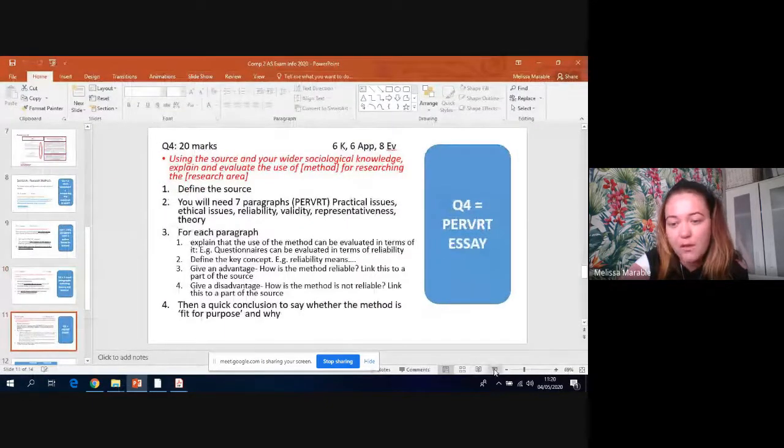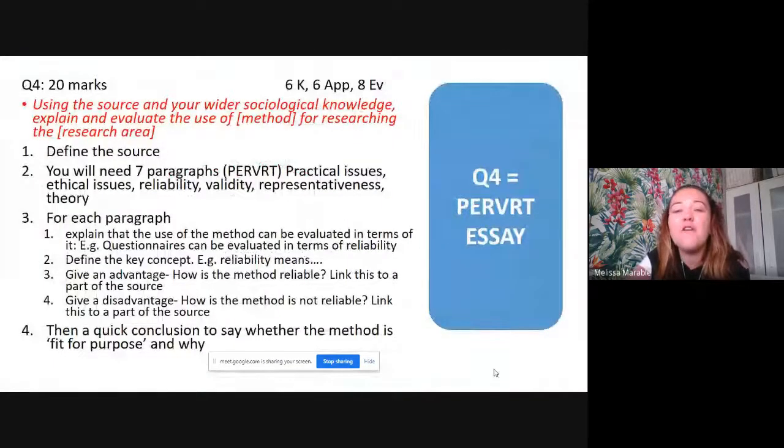Question 4, 20 marks. Now, this is the PERVERT acronym. So, 20 marks, 6 knowledge, 6 application, 8 evaluations. You need to really make sure you're using your weaknesses and your strengths of whatever you've just put down of your argument. So in red, using the source and your wider sociological knowledge, explain and evaluate the use of a method for researching poverty in this case.